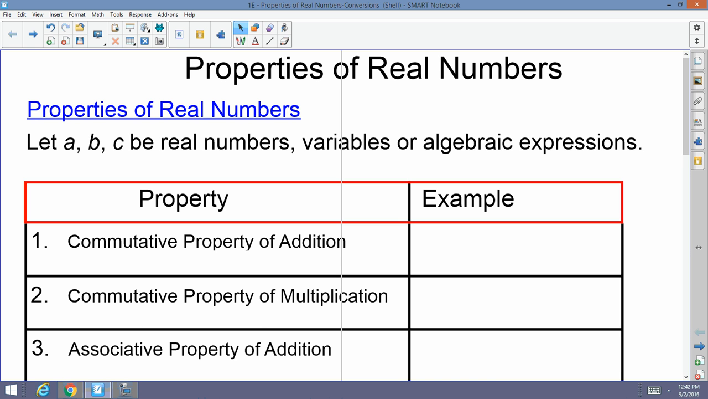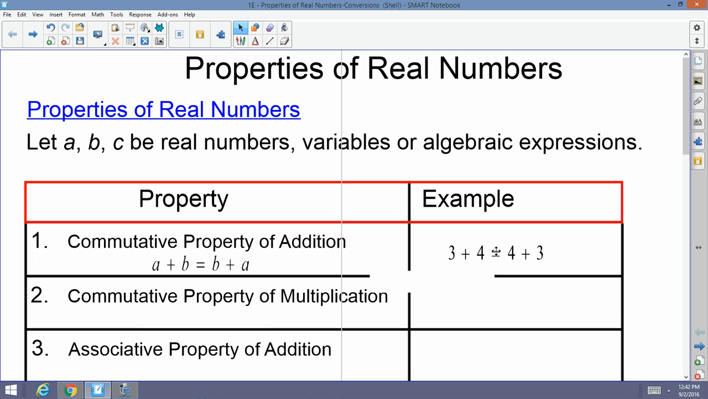As far as the properties of real numbers go, let A, B, and C be real numbers, variables, or algebraic expressions. Okay, so every letter A, B, and C that you see today in this lesson represents real numbers, variables, and/or algebraic expressions. So number one, the commutative property of addition. The commutative property of addition states that A plus B equals B plus A. What that is simply saying is you can change the order of an addition problem without changing the sum.